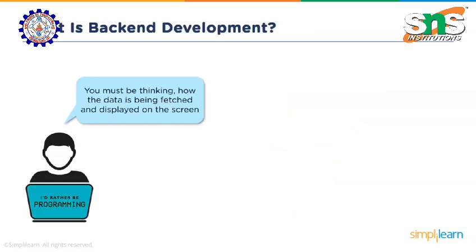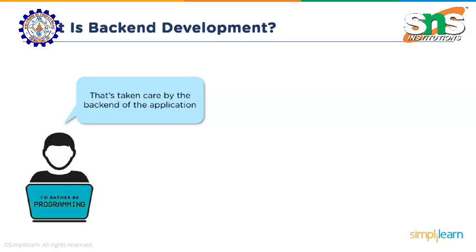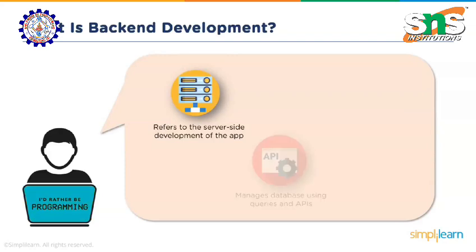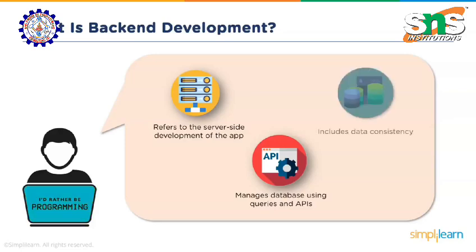Now that you know what front-end development is, you must be wondering how the data is being fetched and how this data is being presented in front of you on your screen, correct? Now this is all facilitated by the back end of the application. So let's understand what back-end development is. Now back end basically refers to the server-side development of the application. It is responsible for managing all the database with the help of queries and APIs. So every time the user makes a request, it queries the database and retrieves the data from the database and presents it to the user. And lastly, it ensures data consistency.